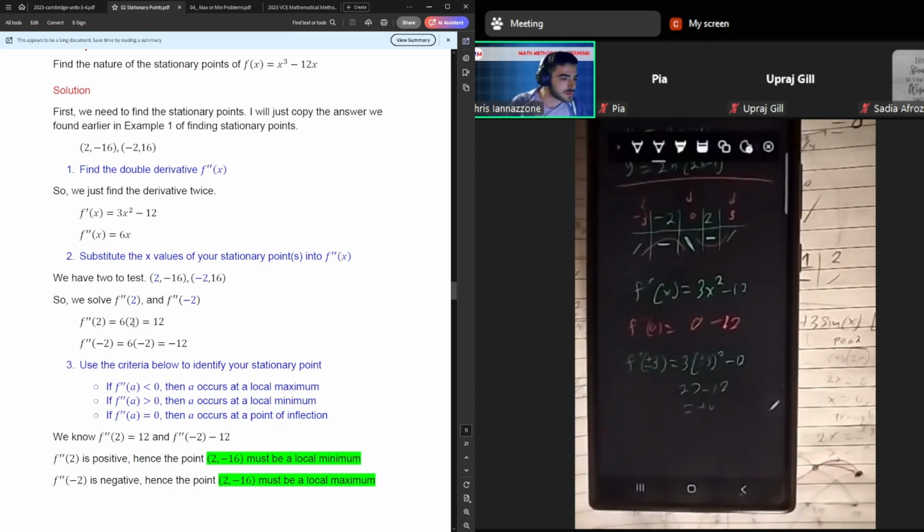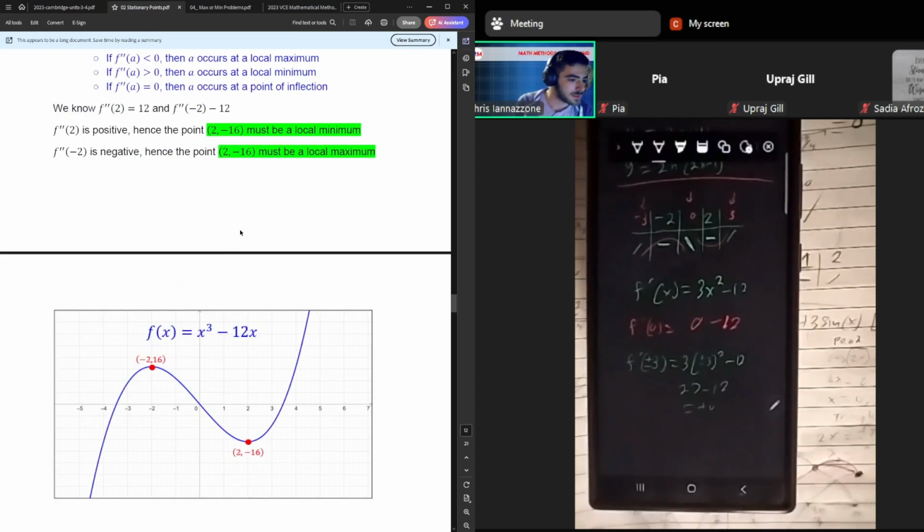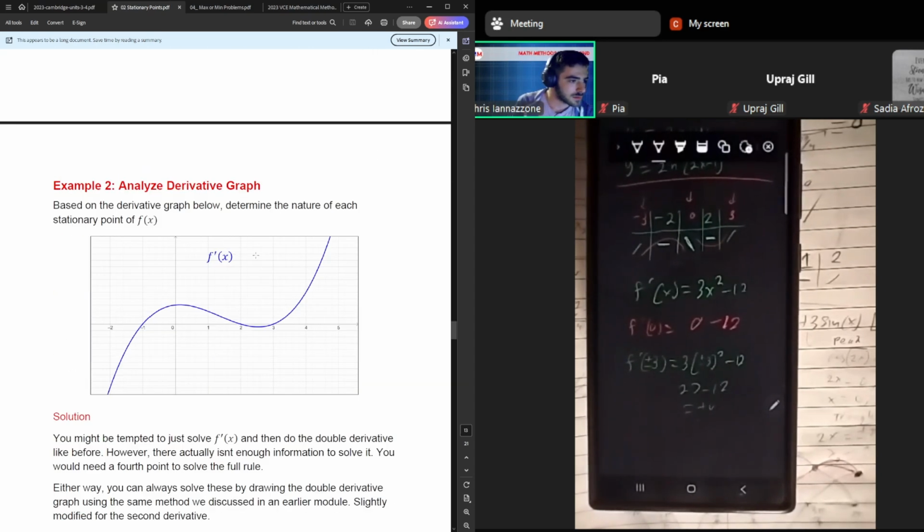Double derivative and then testing the points you already have, I feel is easier. But feel free to use either method you like. I'm not fussed either way. Okay, those are the things you've got access to there.